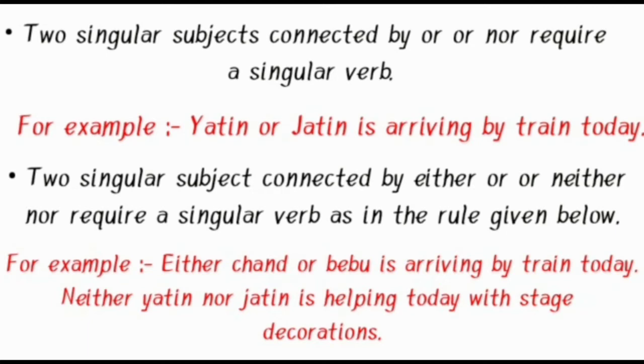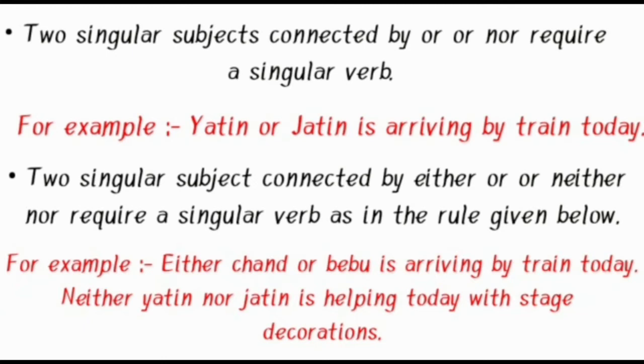Get to the next point. Two singular subjects connected by "either/or" or "neither/nor" require a singular verb, as in the rule given. For example, either Bebu or Chan is arriving by train today. Neither Yatin nor Jatin is helping today with stage decoration. So here Chan and Bebu are two subjects connected with "either/or". That's why we are using "is". The same in the next example.